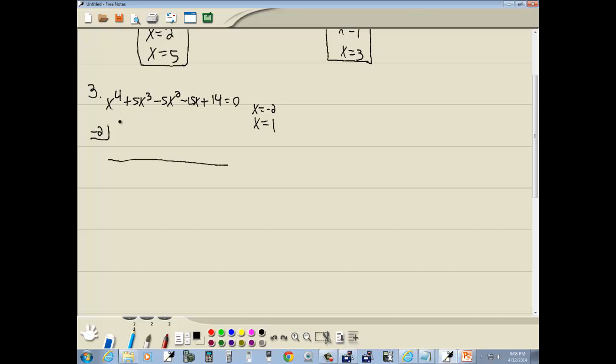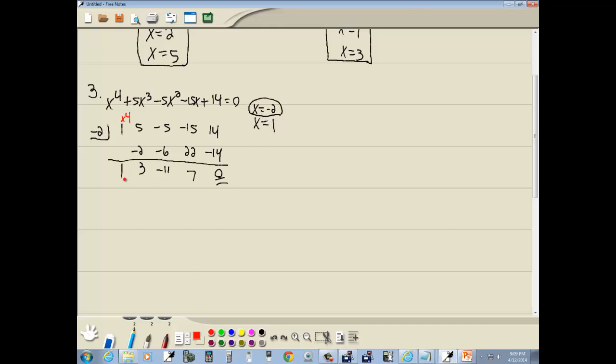So I'll put -2 in first. So I got 1, 5, -5, -15, and 14. Remember, this is x to the 4th here. So add, multiply, add, multiply, add, multiply, add, was that 7? Multiply, -14, and we get a 0 here. You should get a 0 there. If the calculator told you it's an answer, you better get a 0 there. So that means that's our first answer.